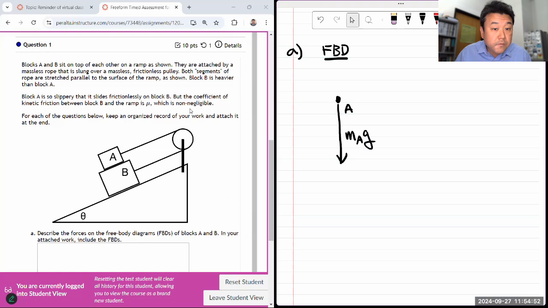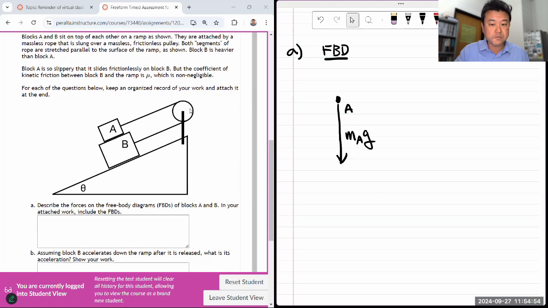Am I given a symbol for A? No. I'll just assign a symbol. And then there will be a normal force, sorry, not tension force. There will be normal force. That's pointed this way. And then there will be a tension force. Let's say normal force A, tension force.